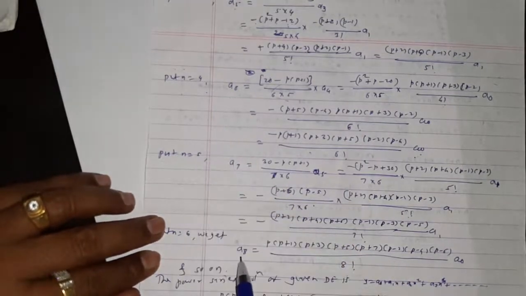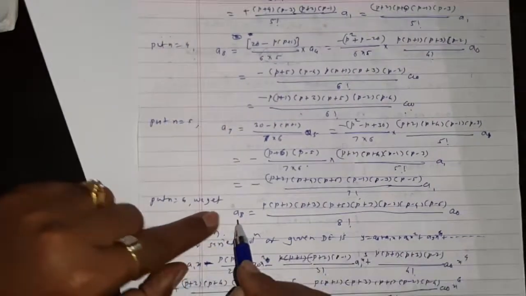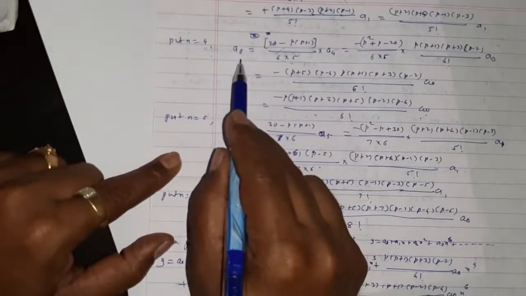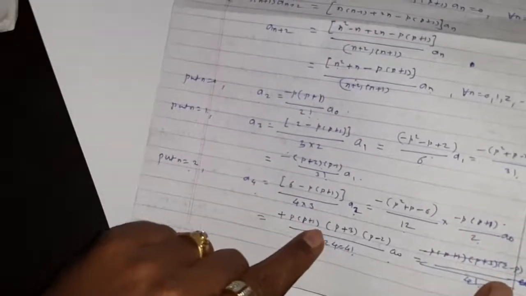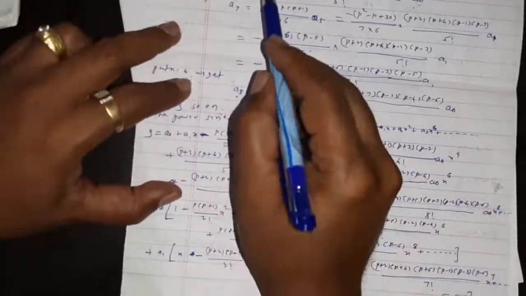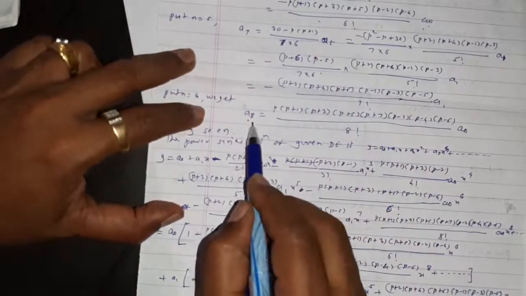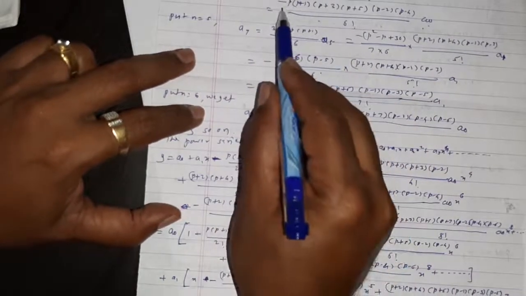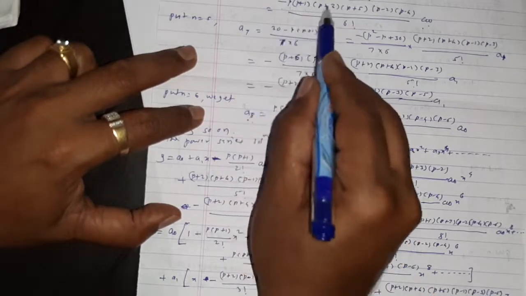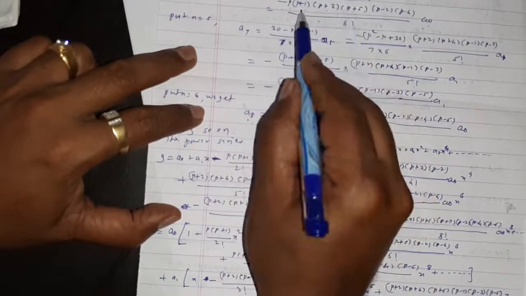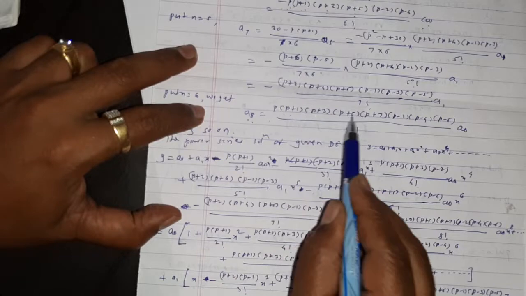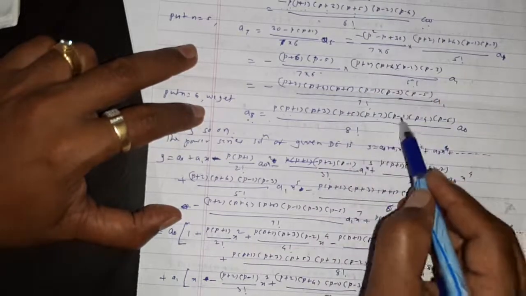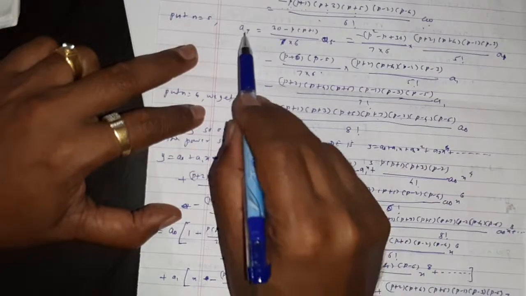Okay, so what is A8? In similar fashion we can write A8. What are A6 and A4? If we observe A4 and A6, then what is A4? It is p plus 1, p plus 3, p minus 2. So here the terms are plus and minus for A6 and A8. A6 is minus, so A8 is plus: p plus 1, p plus 3, p plus 5, p plus 7, p minus 2, p minus 4, and then p minus 6.